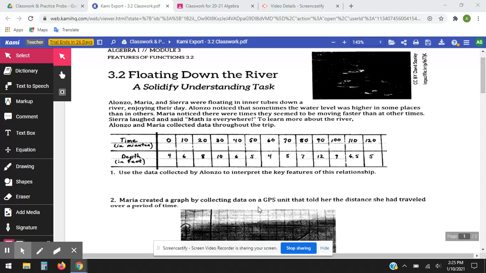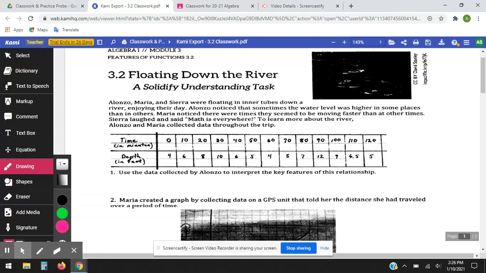To learn more about the river, Alonzo and Maria collected data throughout the trip. So here's their table that talks about the time in minutes they were going and then the depth of the water. So we're going to use this data collected by Alonzo to interpret the key features of this relationship. So key features. Let's start with listing all of those.